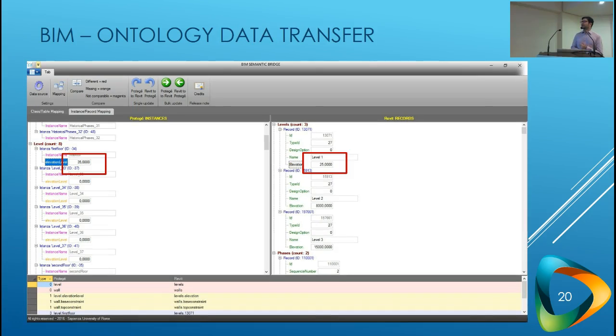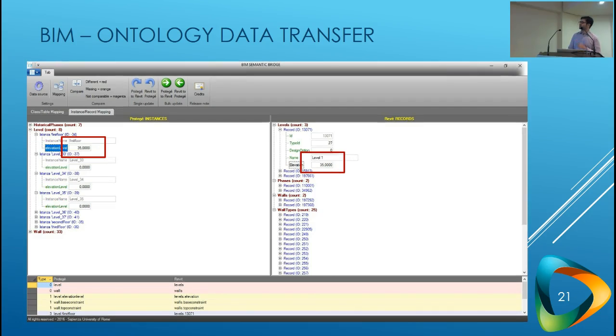And then we have the BIM ontology data transfer. You can transfer the values stored in the two databases from one side to the other. We can do that by updating single values, which is working quite well. You can also do a sort of bulk update, which means that you update all the values from one side to the other. This is a little bit more dangerous because you don't have control of what is updated. So after that, you should redo a comparison and see if everything is working. Okay, this is just the transfer of data.